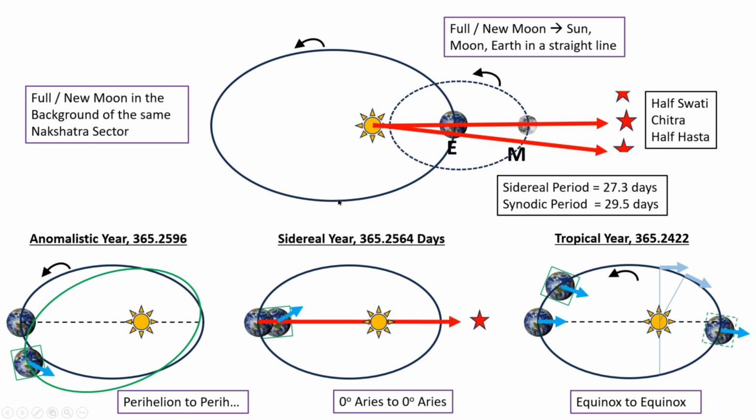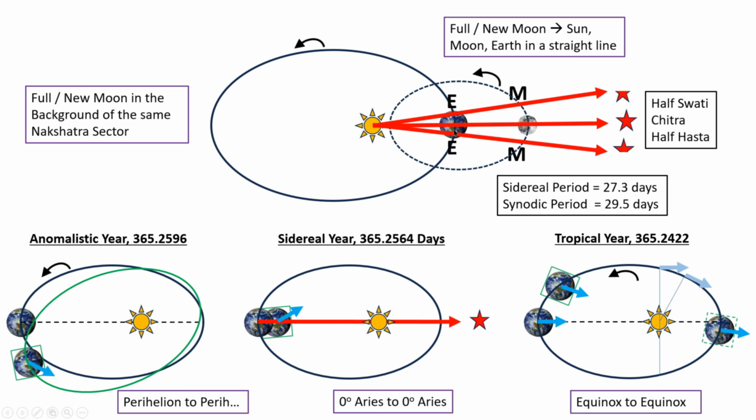So because of this range, the earliest full moon in this sector can happen in this configuration, with the straight line pointing at the middle of the Swati lunar mansion. So lunar mansions are basically nakshatras. That's the English name, lunar mansion. And the latest it can happen is in this configuration, when the line is pointing at the middle of the Hasta lunar mansion. So there is a gap or a range of about 30 days between these full moon configurations.